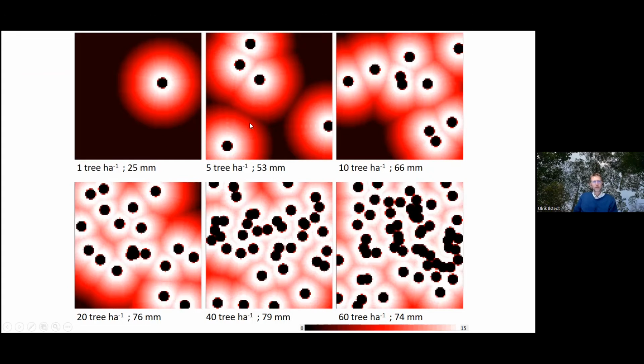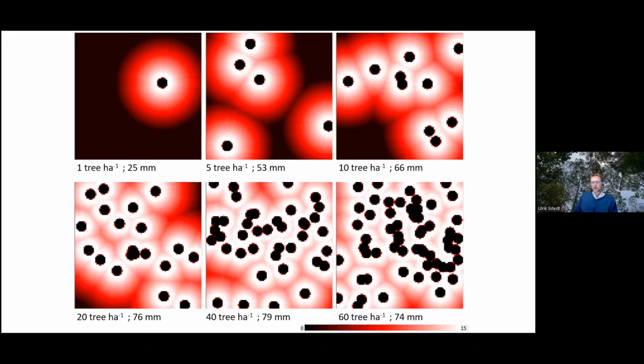And then we increase the number of trees, and what we see is that the more trees we have, the more areas of this white maximum recharge we have, until we reach a certain point where we get so many of the black low recharge areas under the trees. Then the recharge at 1.5 meters starts to decrease again.